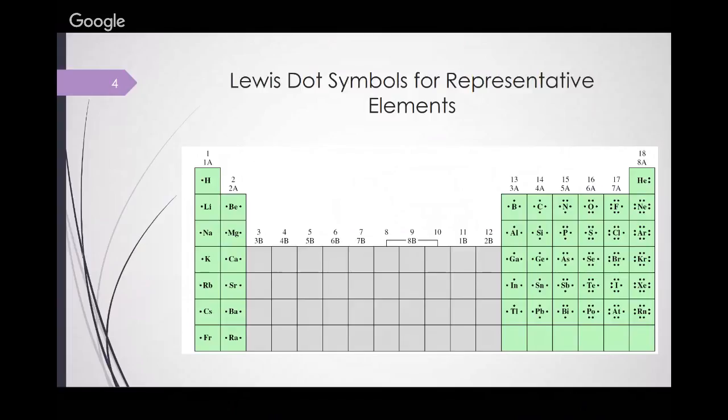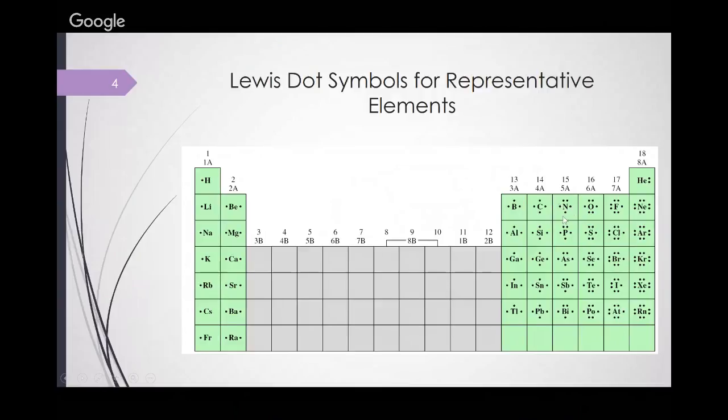When we put our dots around a particular element, we always go around clockwise and put on single dots, and then we go through and we start to pair things up. The single dots are showing us how many bonds an atom would like to make. So carbon has 4 single electrons, it wants to make 4 bonds. Nitrogen has 3 electrons, it wants to make 3 bonds, right?